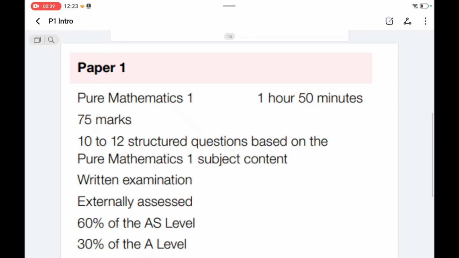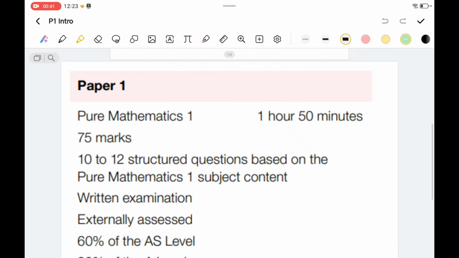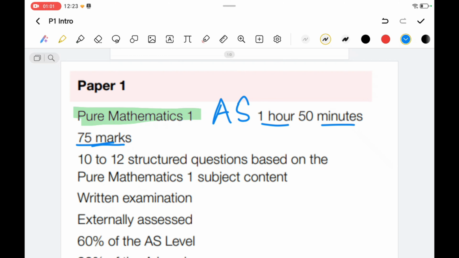So basically, a little bit of brief information. P1 is basically Pure Mathematics 1, a paper students usually give in the AS, the first year of A levels. It is of 1 hour and 50 minutes, 75 marks.